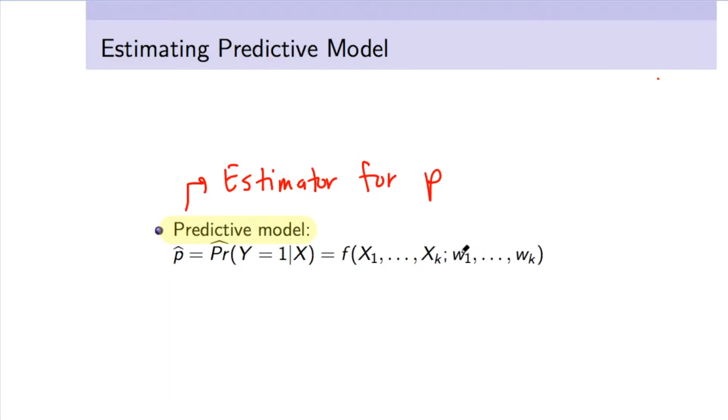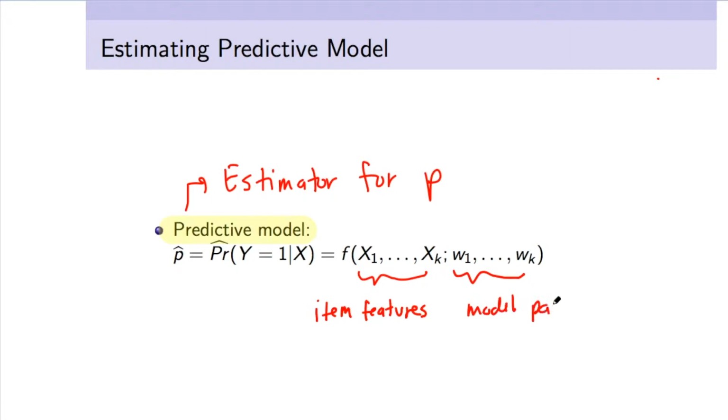There are two components of the predictive model. The first component is that the predictive model is a function of the features x1, x2, all the way up till xk. These are the item features. What I mean by item is that it could be a person, an email, a country, and so on. In the case of spam detection, x1 to xk is just the contents of the email, the words in the email. W1 to Wk, the second component of the predictive model, are the model parameters.